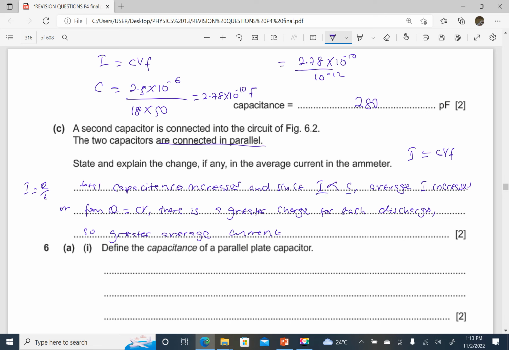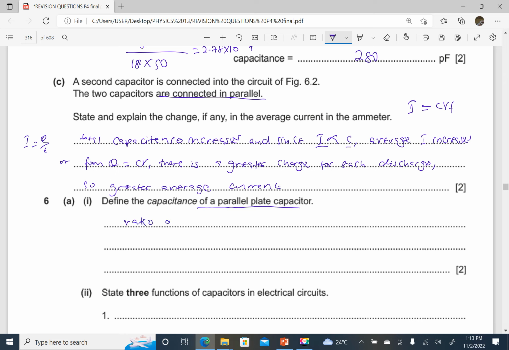Define the capacitance of a parallel plate capacitor. This is the ratio of charge on one of the plates to the potential difference across the plates. That is capacitance.